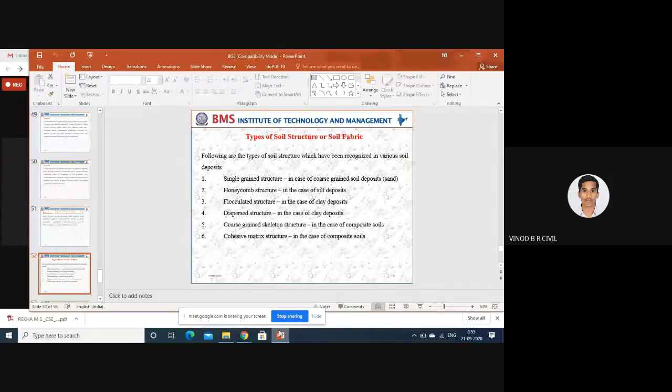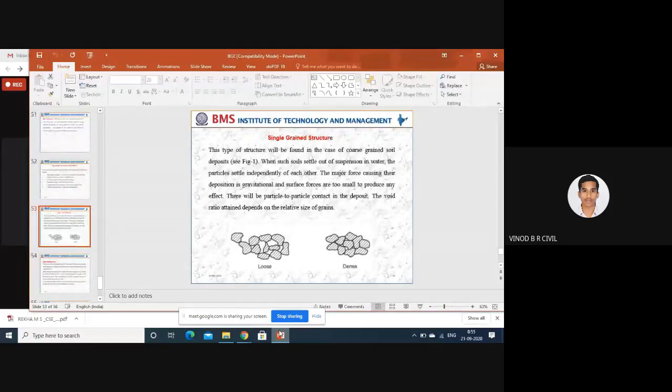Now I'm going for explanation. Single grain structures: this type of structure will be found in the case of coarse grained soil deposit when such soil settles out of suspension in water. The particles settle independently of each other. Means single grain structure, the good example is sandy soil.